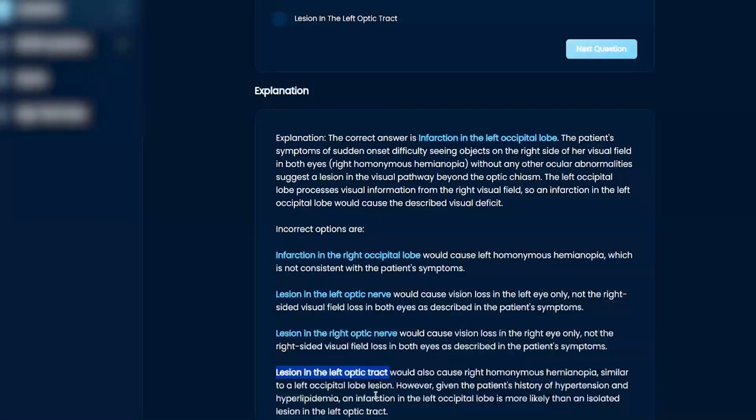The tract itself is different than the nerve itself, right? If you have a lesion in the nerve, it just knocks out that eye, right? If you have a lesion of the optic tract, it will have visual defects bilaterally on the opposite, contralateral side. Okay. Got it.